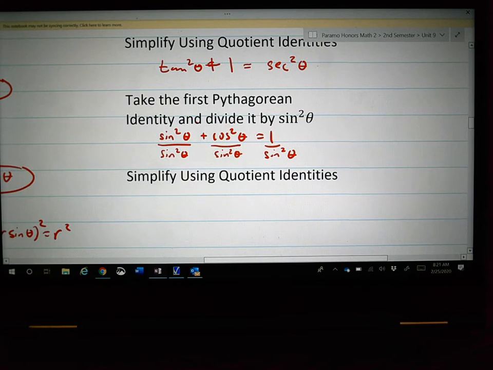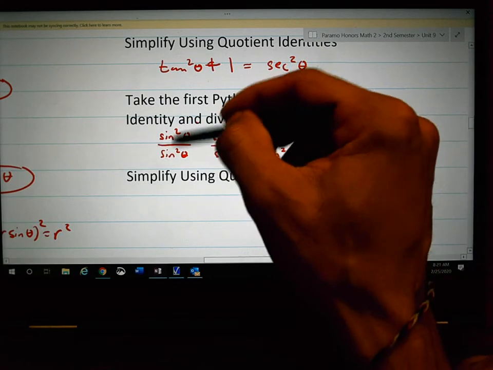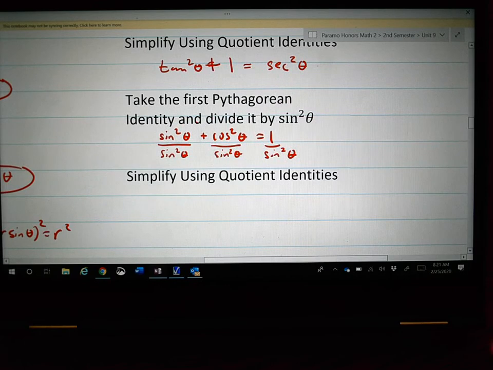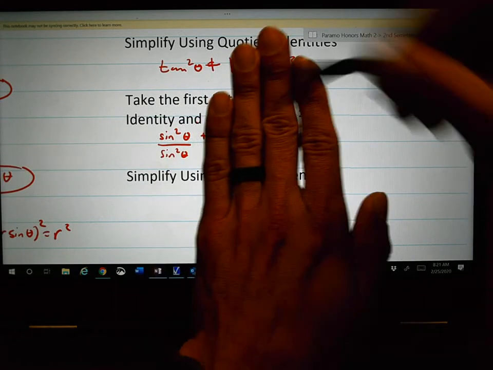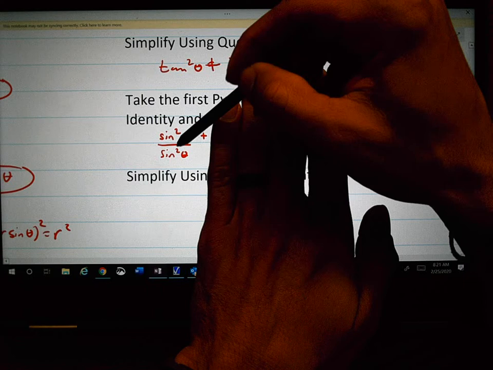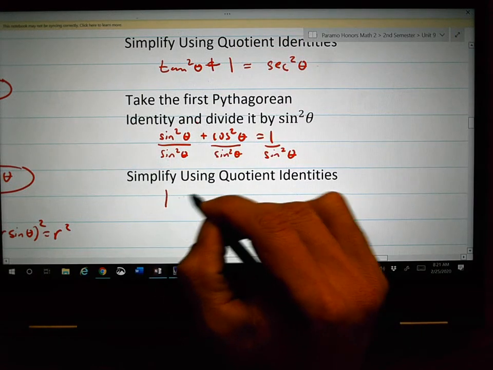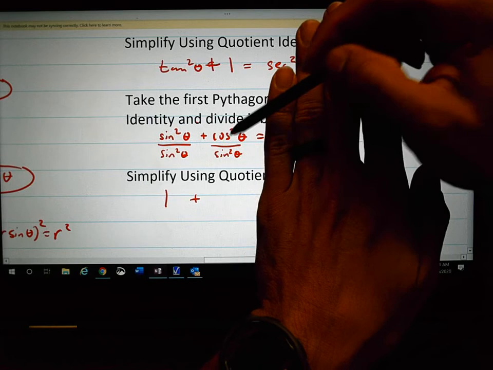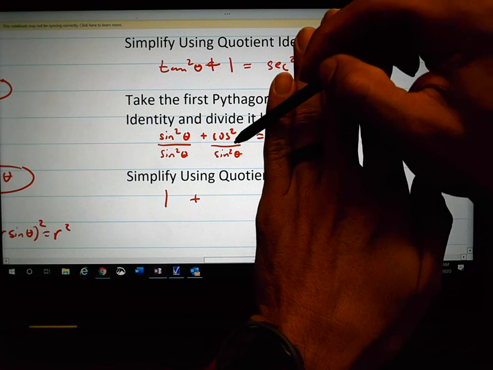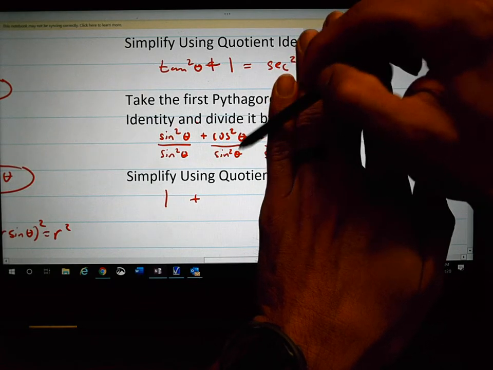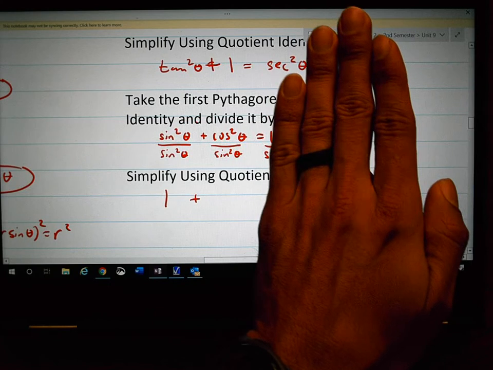And just like we talked about last time, even though these are squared terms, we can use reciprocal identities and we can use quotient identities to turn them into something more simplified. What is sine squared of theta divided by sine squared of theta? If you know, say it out loud. What is cosine squared of theta divided by sine squared of theta? If you know what that simplifies to, say it out loud.